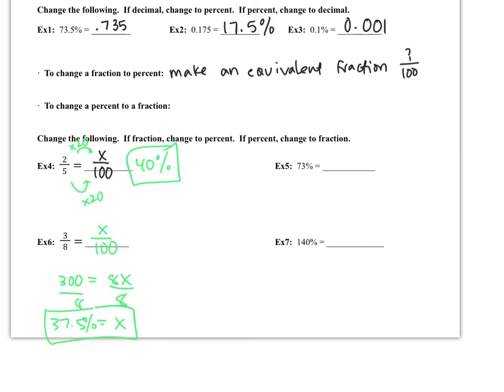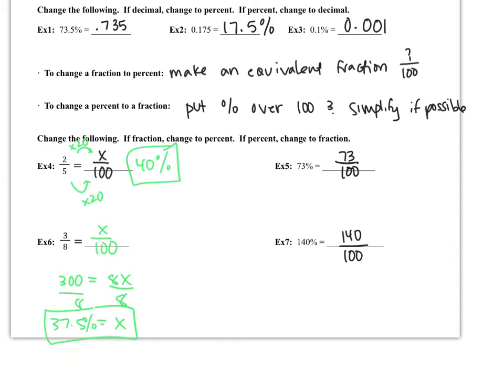The last thing I'm going to do is change a percent to a fraction, and so to do that, I know that 73%, for example, means 73 out of 100, so I can literally just put the percent over 100 and simplify if possible. So on example 5, 73% means 73 out of 100. That cannot be simplified. And 140% means 140 out of 100. And then I could simplify that. First, I could cut off my zeros, getting 14 over 10. And then if I divide top and bottom by 2, I would get 7/5. So 140% as a simplified fraction would be 7/5.